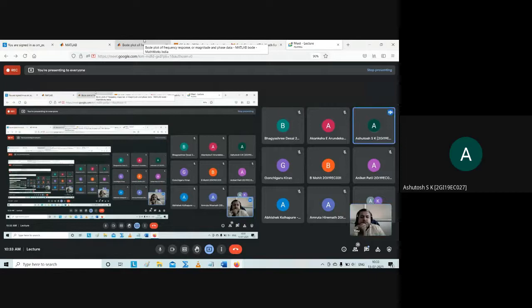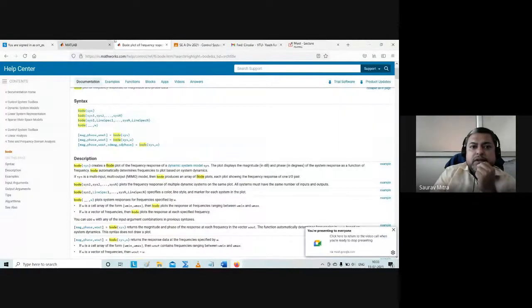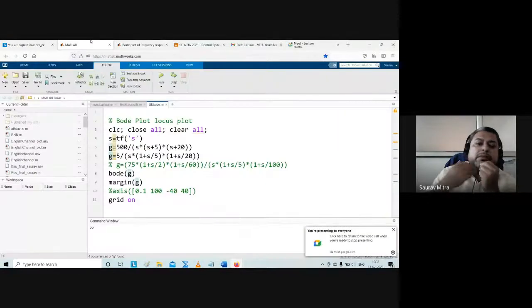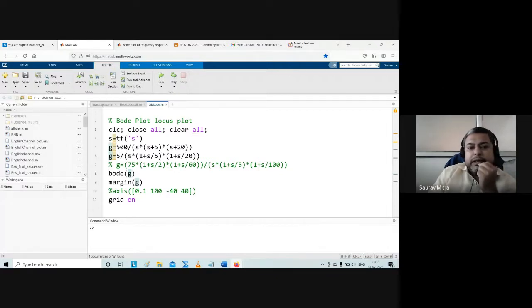Yes, sir. So it will start at 0.1 comma 34. How is it 34? 34 is because of 5 by s. 1 by s always has an amplitude of 20 dB at 0.1. Whenever I say 1 by s, it means an amplitude of 20 dB at 0.1. 1 by s square has an amplitude of 40 dB at 0.1. 1 by s cube has an amplitude of 60 dB at 0.1, and they will be falling with a slope.